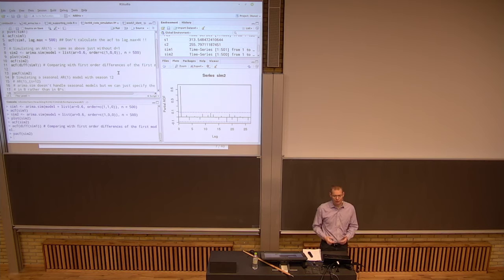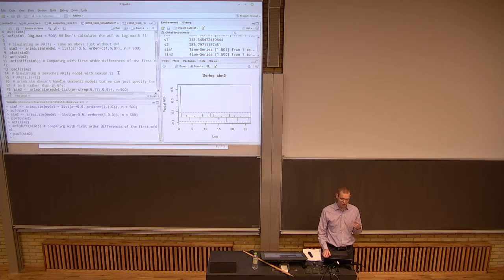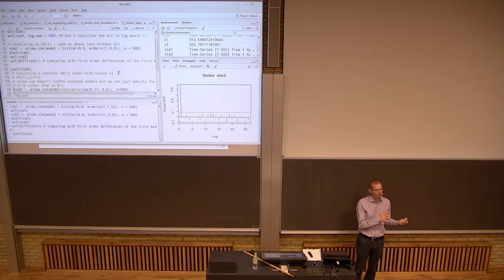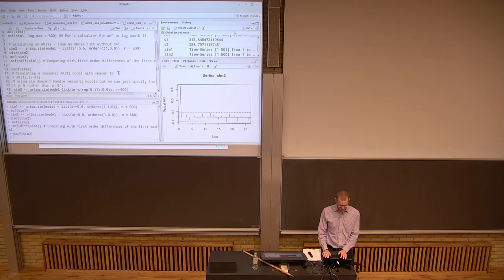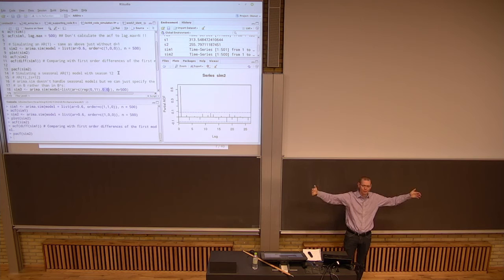So we can also simulate other models, just to say how to simulate. If I want to simulate a seasonal model, a small challenge is that the ARIMA.sim function does not take seasonal models. But you can specify a non-seasonal model that has the same behavior. If you have season 12, you need to make a model that has 11 zeros as coefficients, and then the seasonal coefficient that we want. That effectively gives us a 12-order polynomial where the first 11 coefficients are zero, and then we get the one that we want.